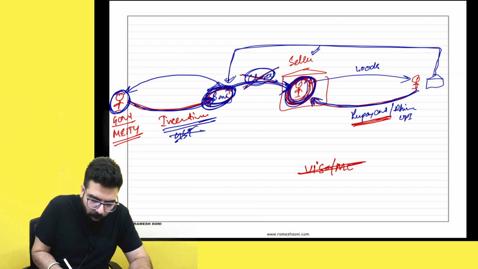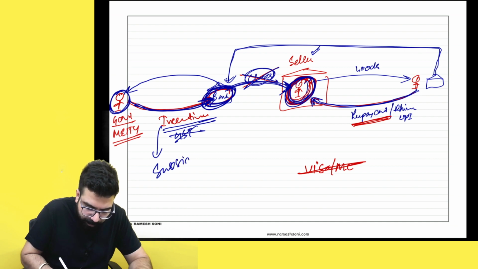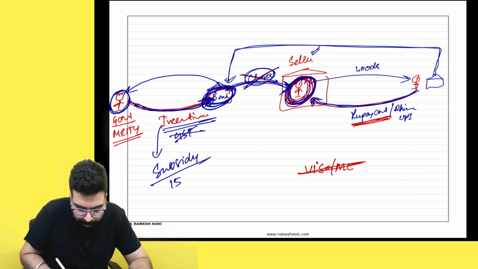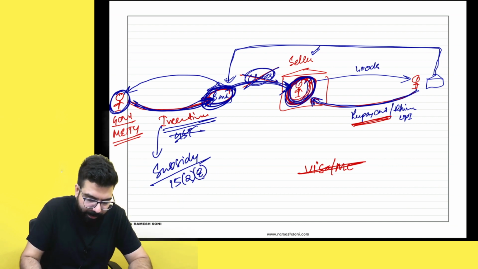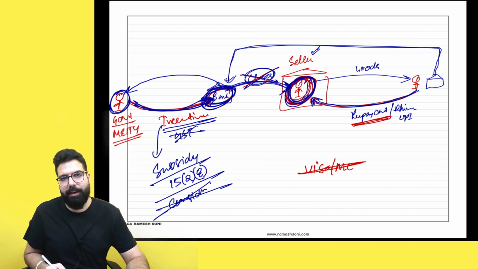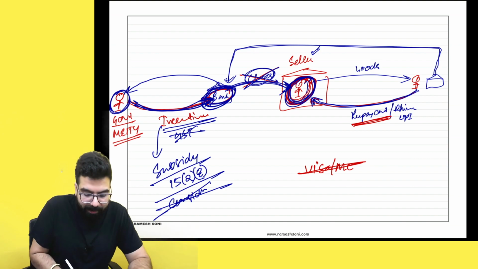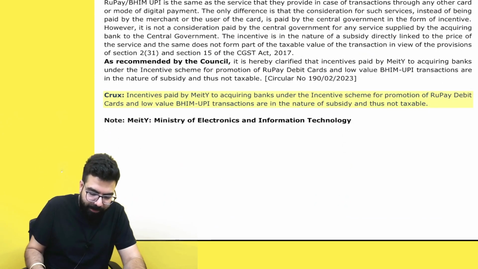Why? Because the government gives an incentive, and these incentives are nothing other than subsidy, which under Section 15(2)(e) is told: government subsidies are never consideration. Government subsidies are never consideration. So whenever you receive any incentive from the government, that is never a consideration. So a simple clarification has come.